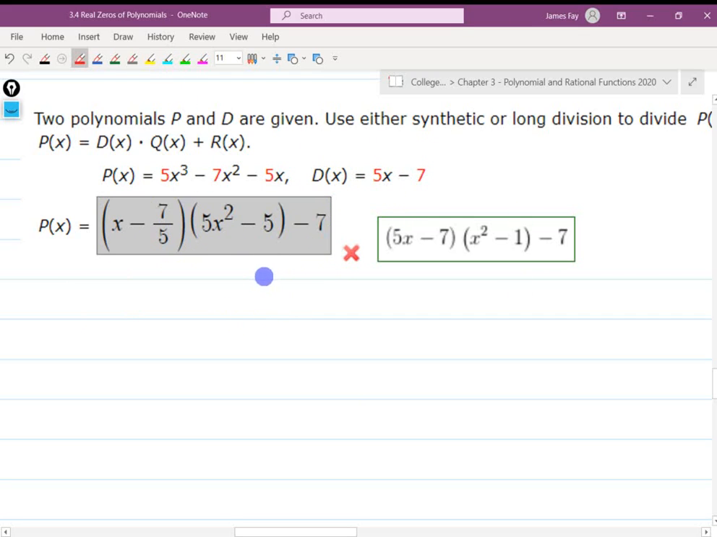How do you guys want to do it? Synthetic division or long division? Long division is easier in regards to getting the right answer. Okay? We can do both. Let's draw the comparison between both of them.